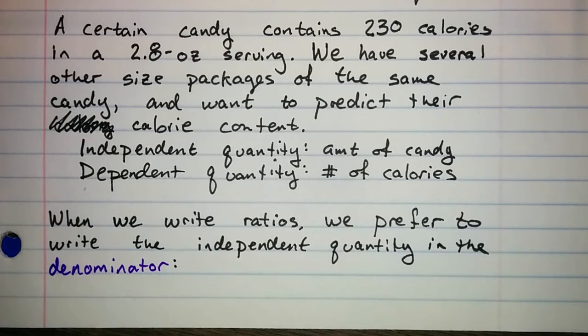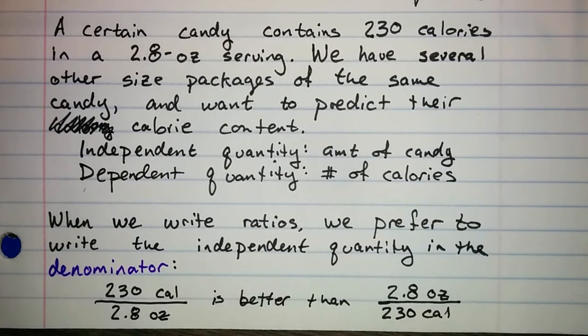When we write ratios, we prefer to write the independent quantity in the denominator. Now, it isn't wrong to set up a ratio the other way, but it looks a little bit weird. So in this problem, describing the ratio as 230 calories for every 2.8 ounces is better than describing the ratio as 2.8 ounces for every 230 calories.